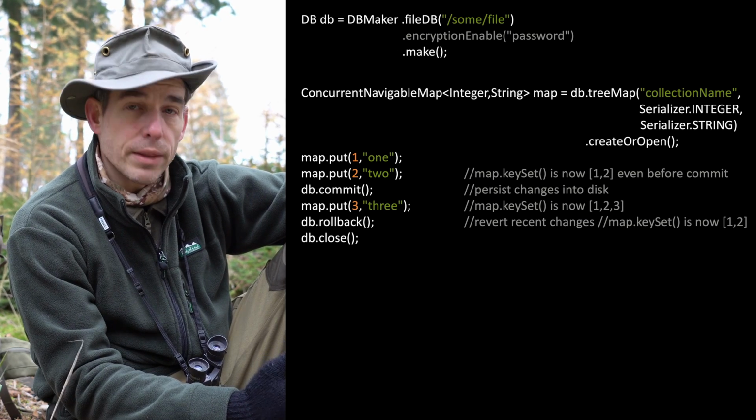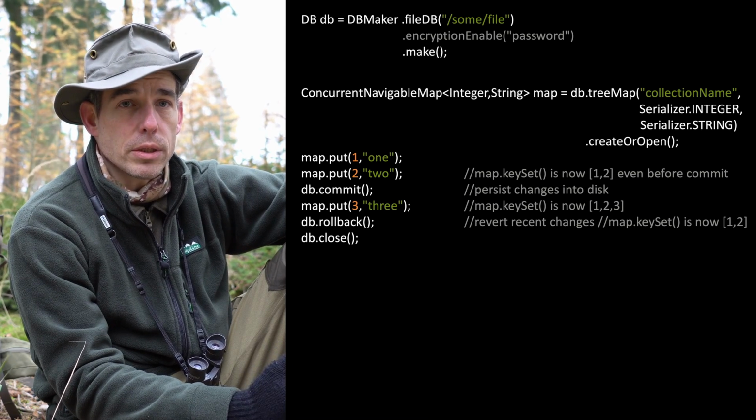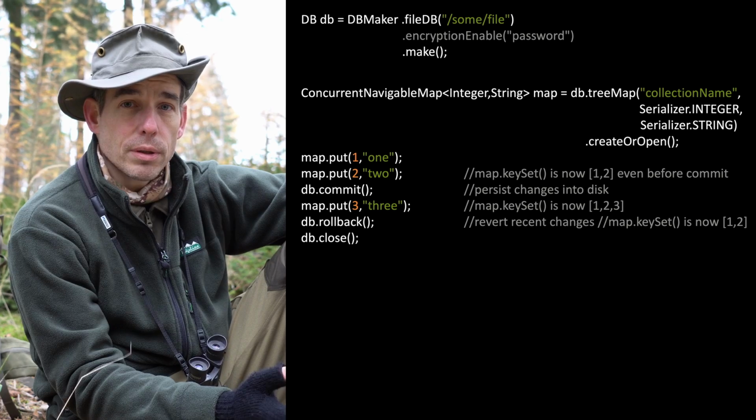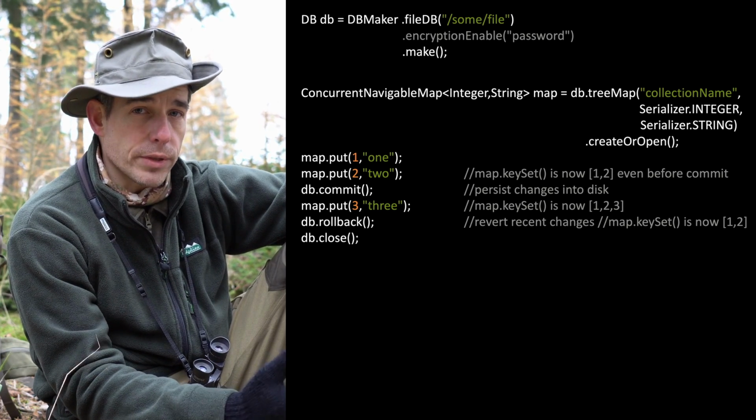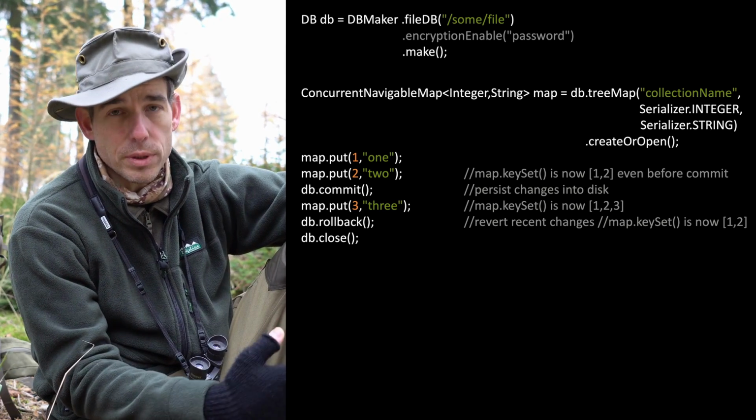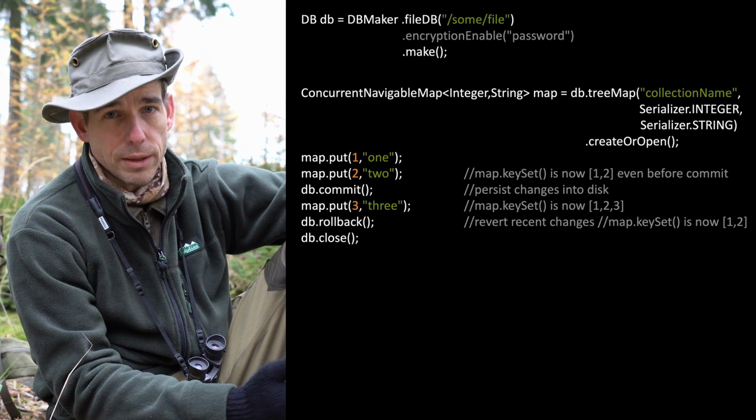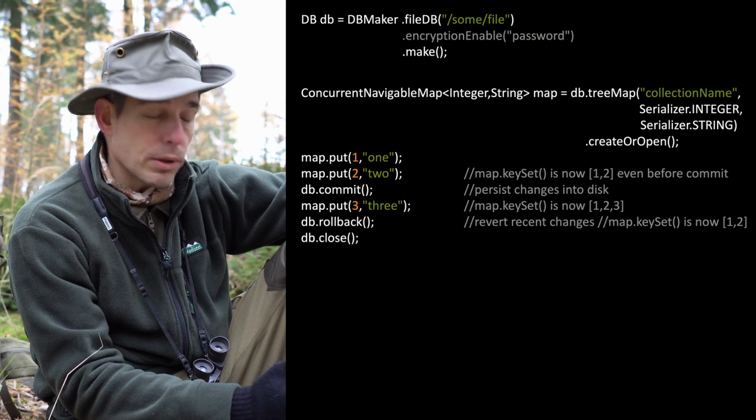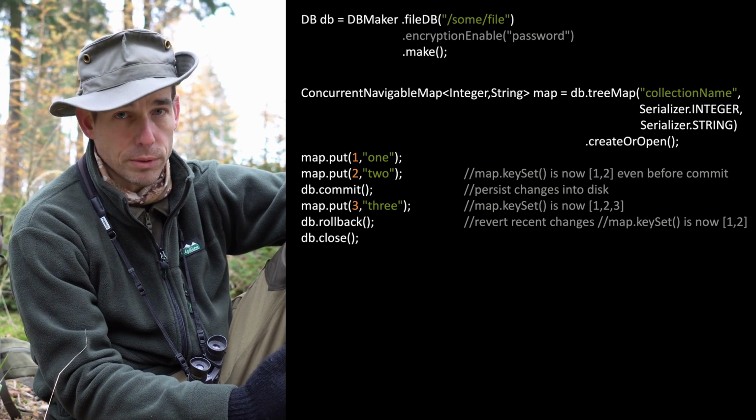If you have this, then you can create or open this map, and with this map you can just have put, get, compute if absent, and so on. And if you want to have this transactional behavior, you can do something like put and commit, then it's persistent, or rollback, and then the map is again in the previous state. So this is very convenient because you have a very powerful tool for dealing with concurrency.